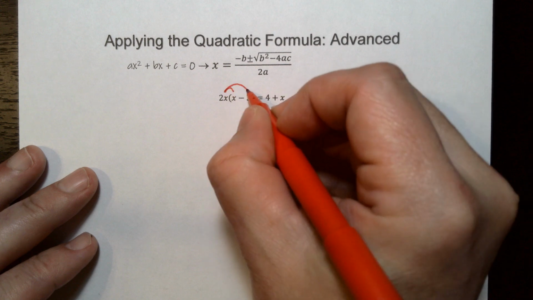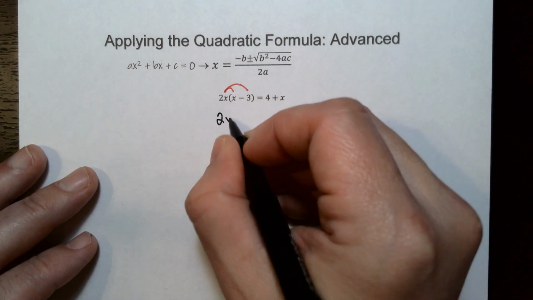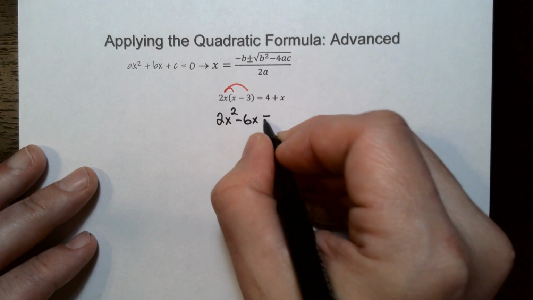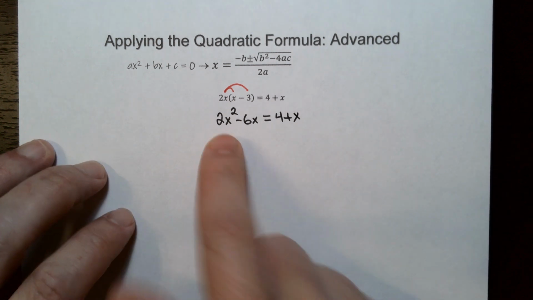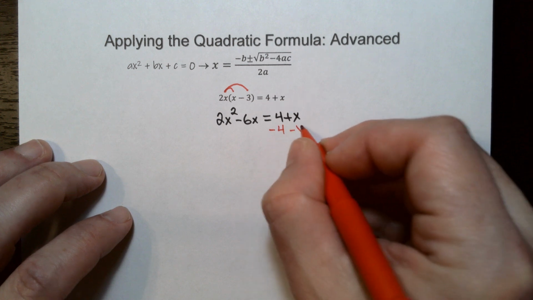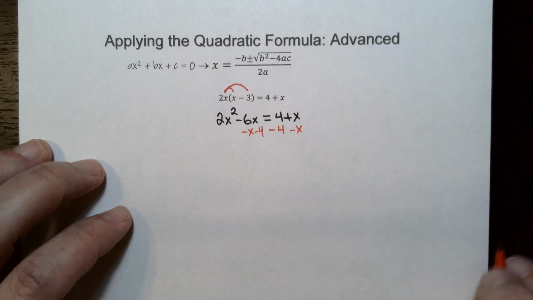So I will go ahead and distribute that 2x to that parentheses. 2x times x is 2x squared. 2x times -3 is -6x equals 4 plus x. Okay, this time, since our x squared term is positive, I am going to keep this over here, and I will move the other stuff over here with it. So here's the minus x and the minus 4.